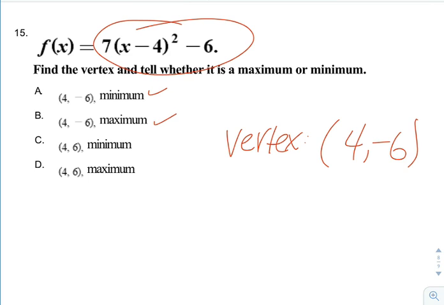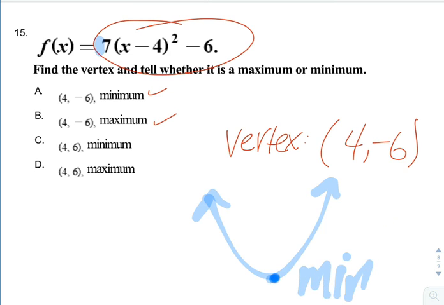Now, the other thing to check is, is it a positive or a negative function? Well, in front there, it's positive, right? If it's positive, you know the graph shape is going to be like this, right? And you know that the vertex is going to be right there. It's going to be a minimum. Answer is A.